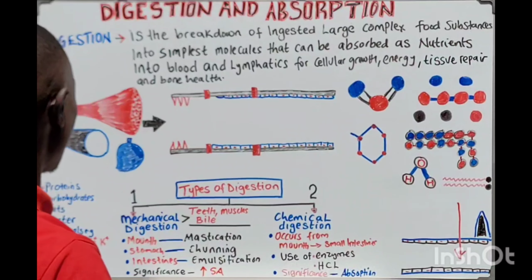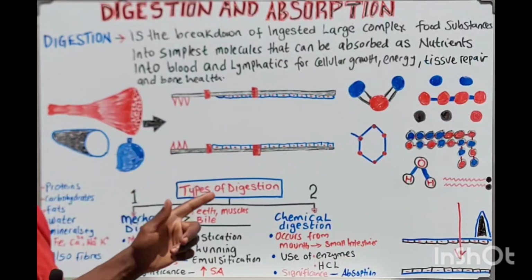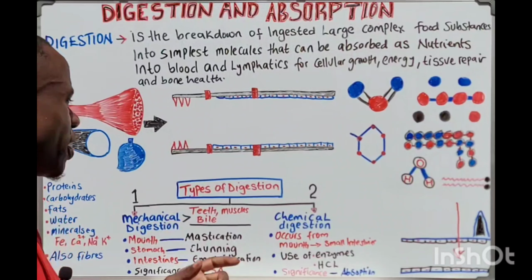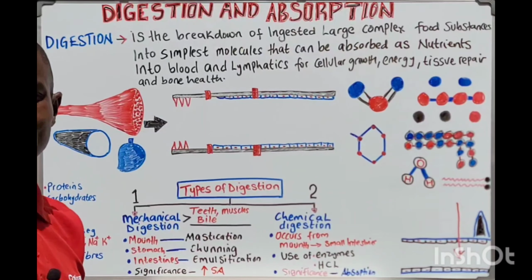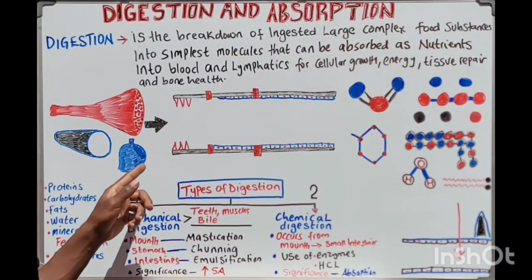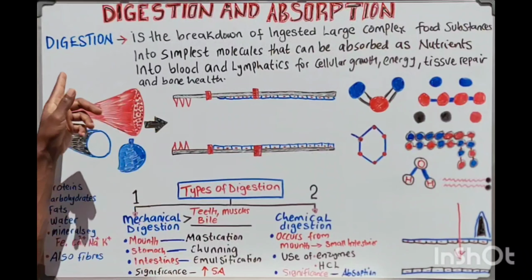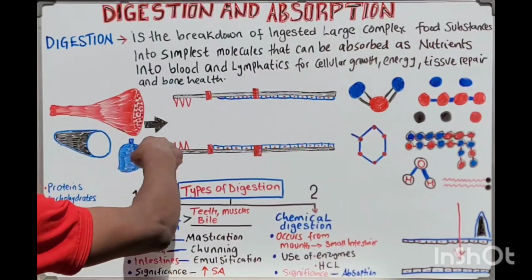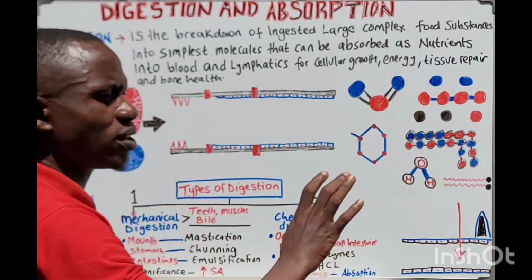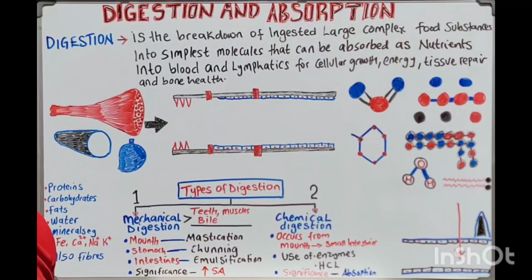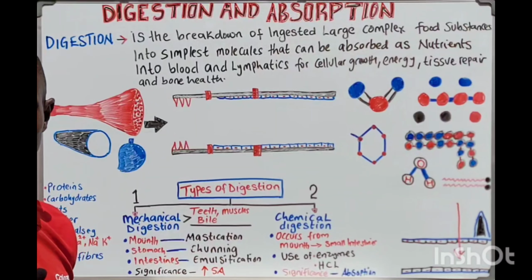Okay, so this one here is going to be a chicken piece, and this one is a piece of sweet potato, and it could also be mangoes or fruits generally. What is going to happen is that these are the things having the large complex food substances. We want to turn them into the simplest molecules possible that the body can recognize as nutrients. That is digestion in simple terms.